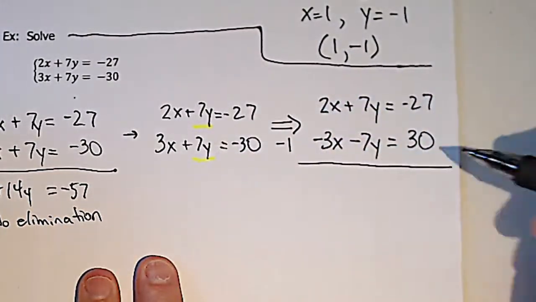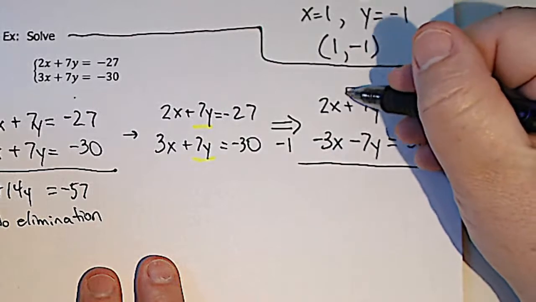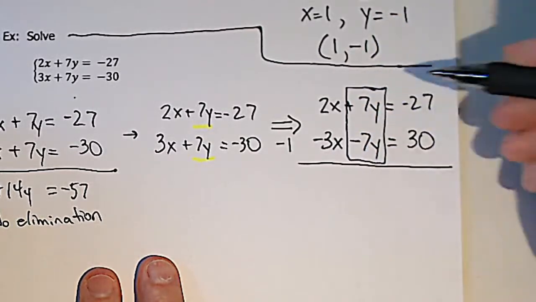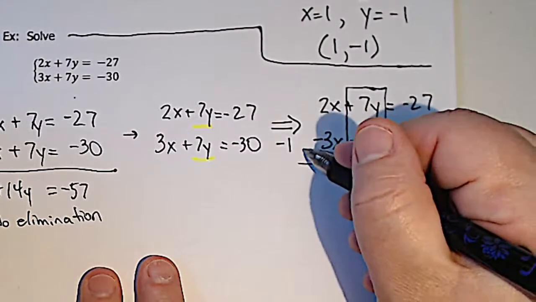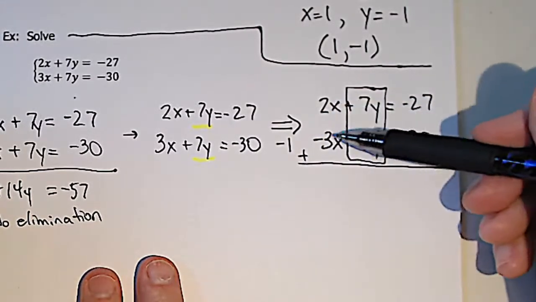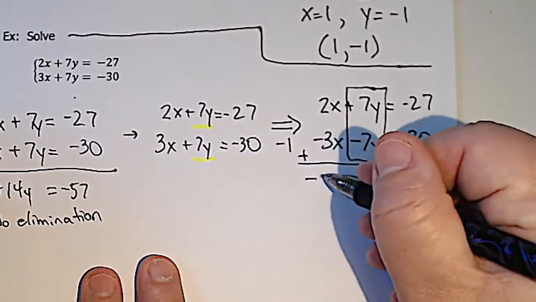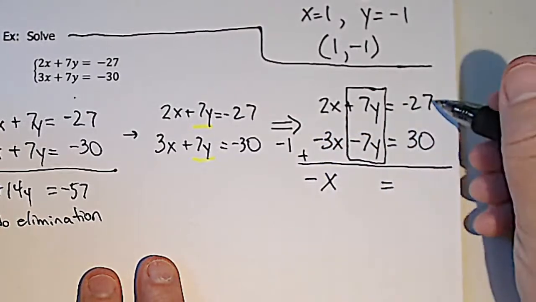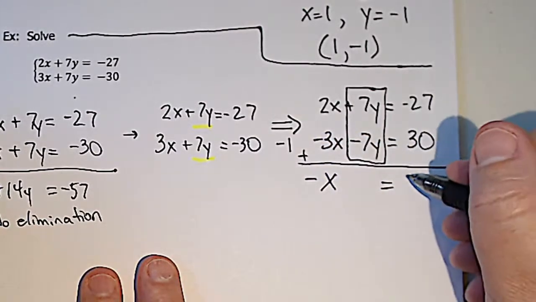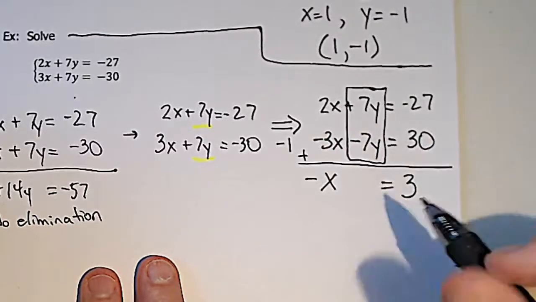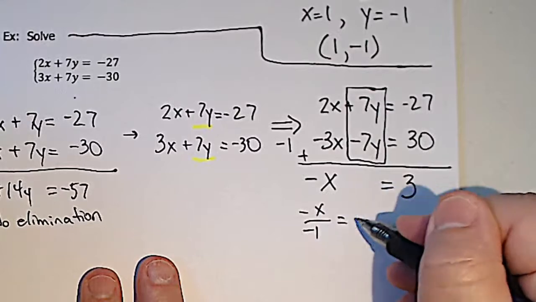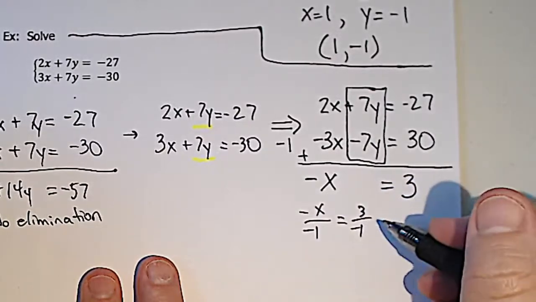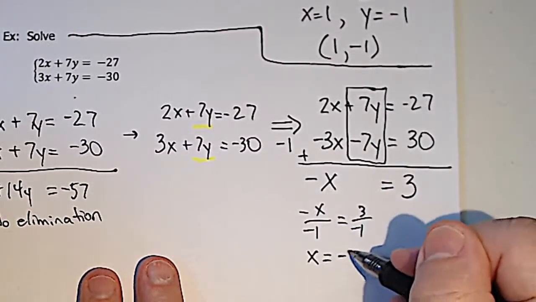Now let's add them. Now what happens with these two? One is a plus, one is a minus. They cancel out when I add these. Now, unfortunately, these don't cancel out. 2x minus 3x, I get the opposite of x. Over here, -27 plus 30, I get 3. If the opposite of x equals 3, so I get x equals -3.